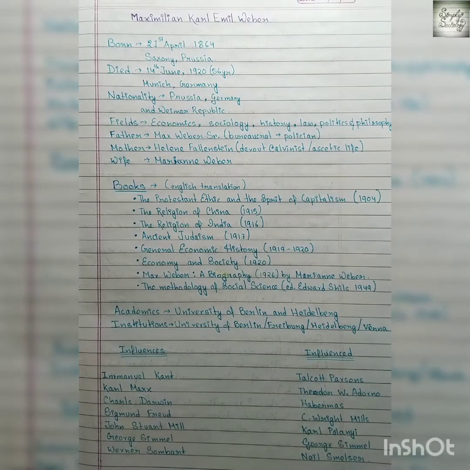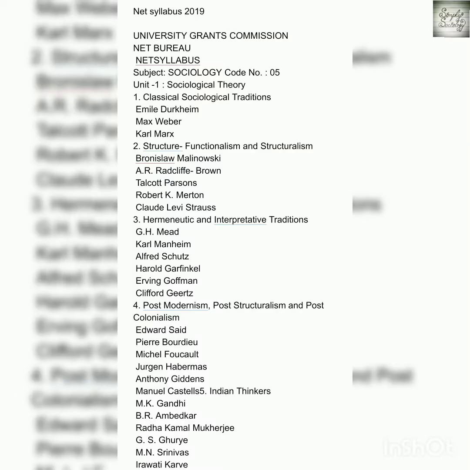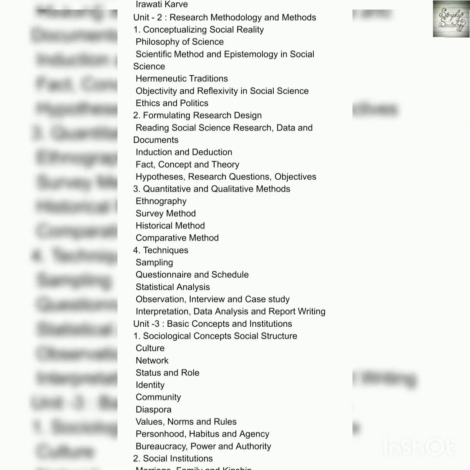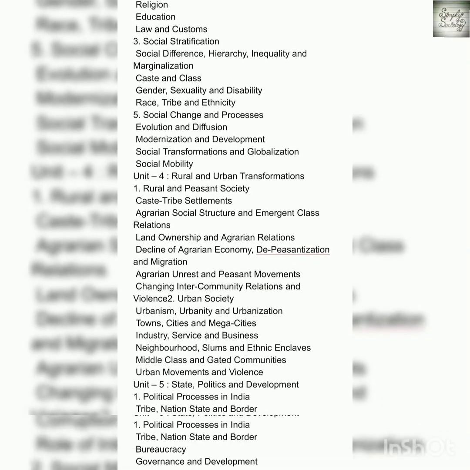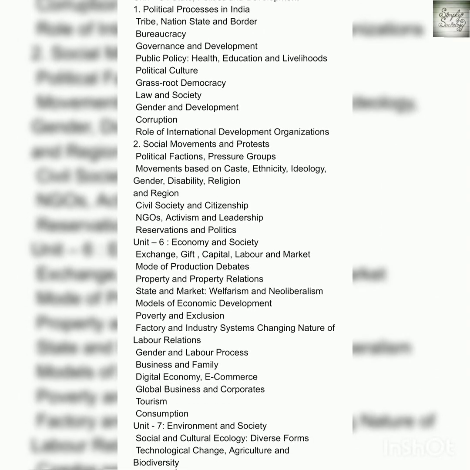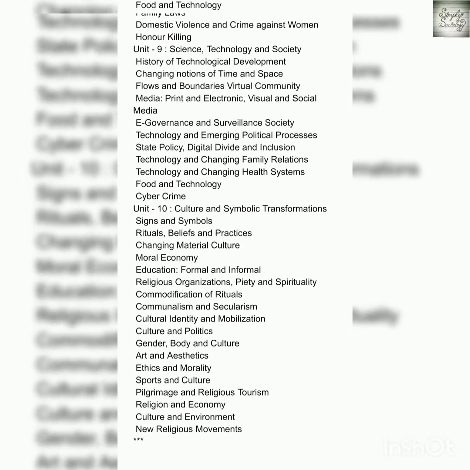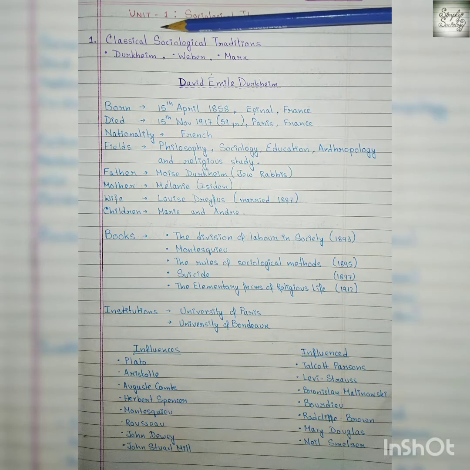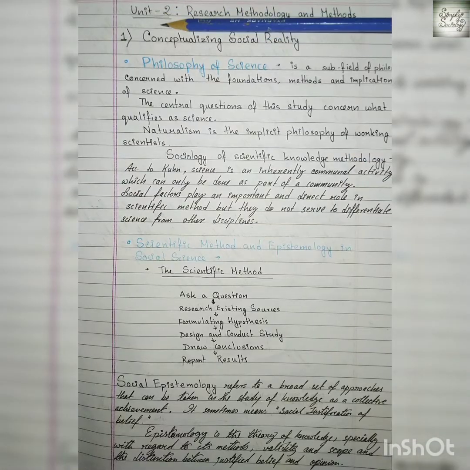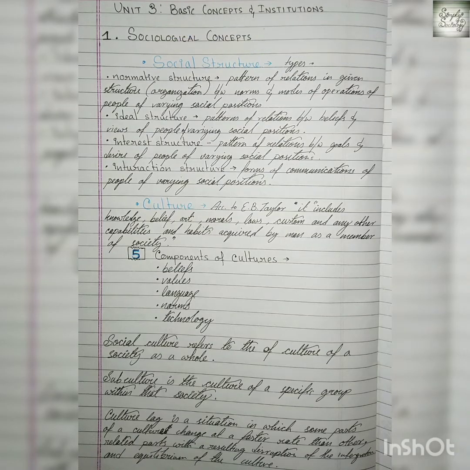So my first tip is to read the syllabus properly. If you read the syllabus, you will find that there are 10 units and each unit contains 10 marks, so you cannot leave any of them. Within these units, you will find a few sub points. You have to focus on them also. So what I did, I categorized the notes according to the units, and in this way, I could cover most of the syllabus.